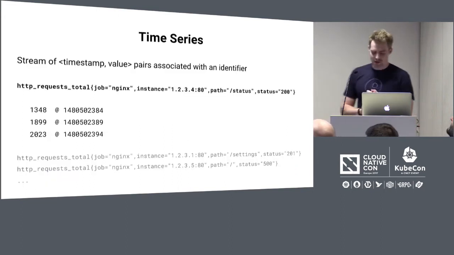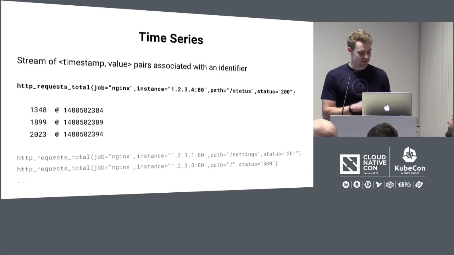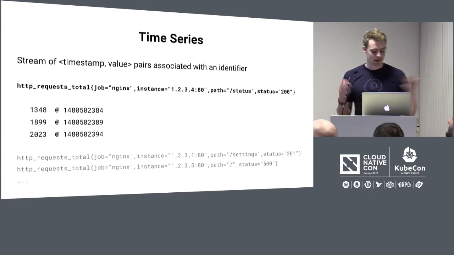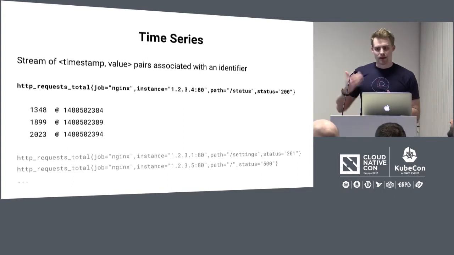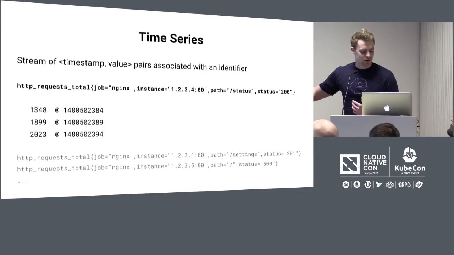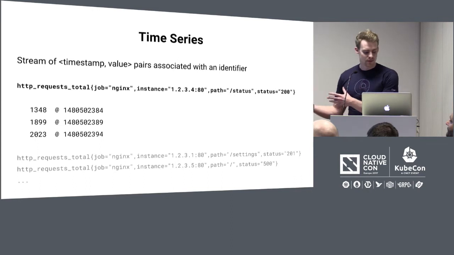And just to start out, very theoretical and boring, what's a time series? A time series is a stream of values, and they are tuples of timestamp and an actual value. And the timestamp is always monotonically increasing. And to give meaning to the stream of samples, we have some sort of identifier.